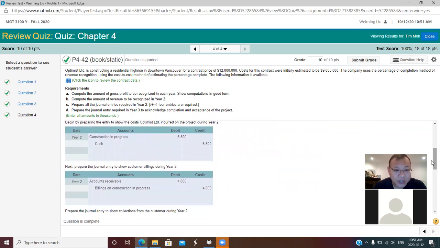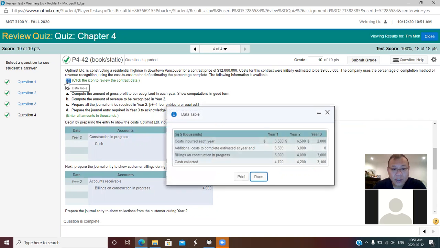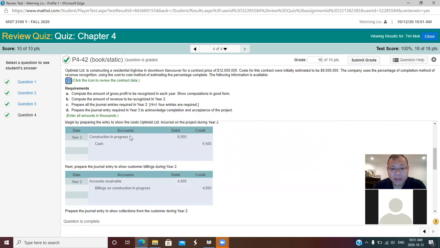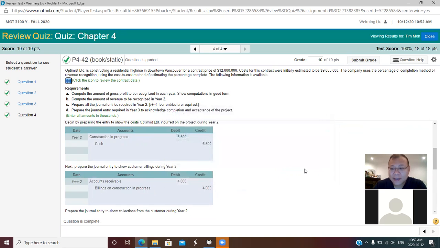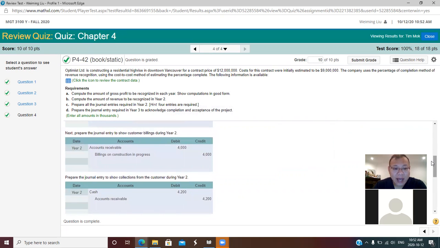Year two, journal entry. Year two's cost is 6.5 million, right? So you debit construction in progress for 6.5 million and credit cash for 6.5 million. And billings on construction in progress, 4 million. So for billings, you debit accounts receivable for 4 million and credit billings on construction in progress for 4 million.